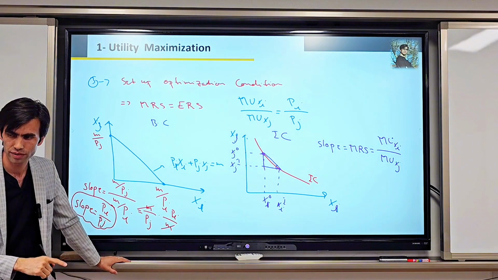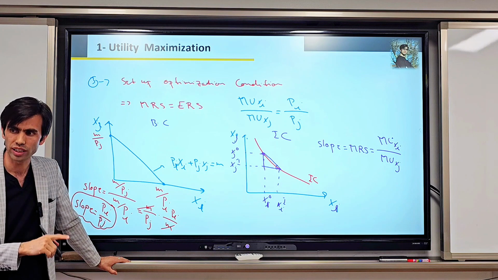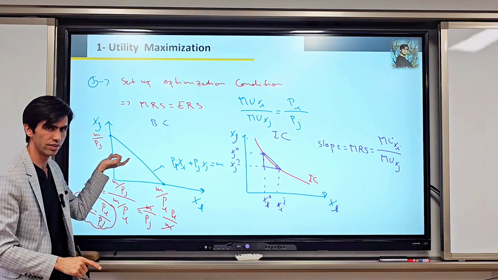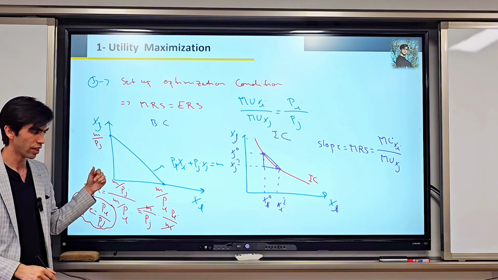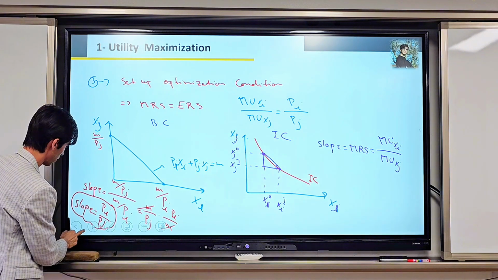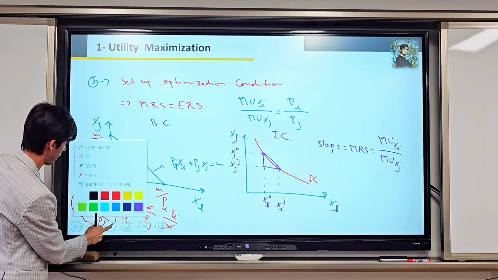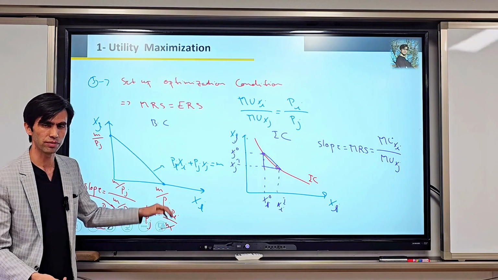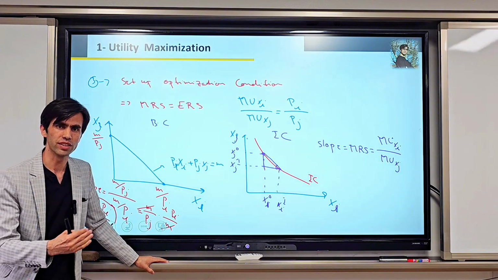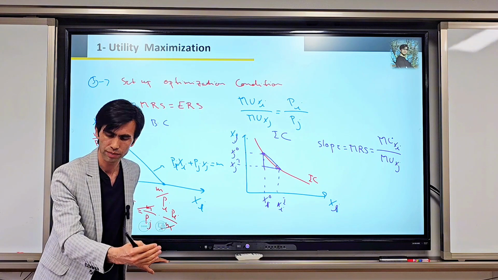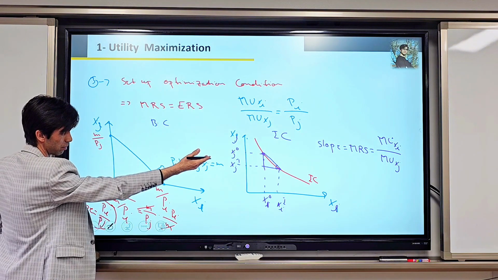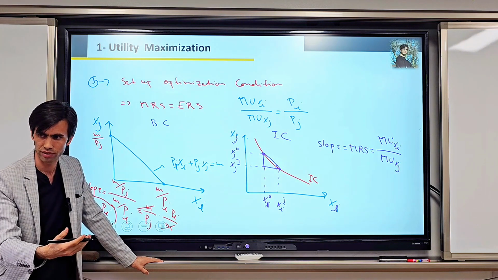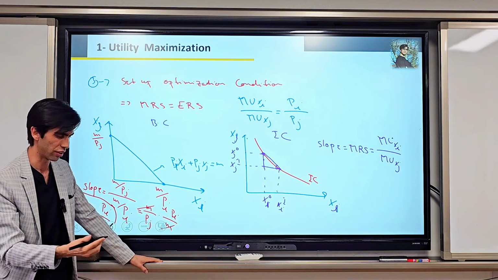And the point that maximizes our utility is the tangent point of the indifference curve and the budget constraint. Why is that? Because in reality, as we said before, a higher indifference curve will provide a higher level of utility. So we have an infinite number of indifference curves, too many indifference curves. For example, it starts from here.